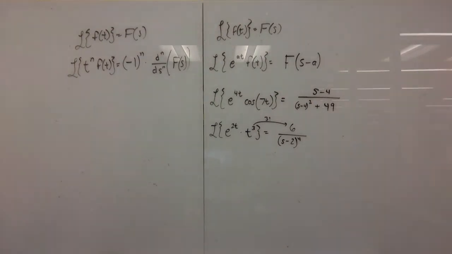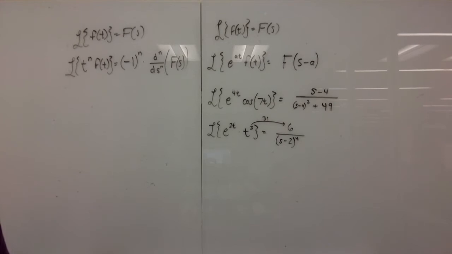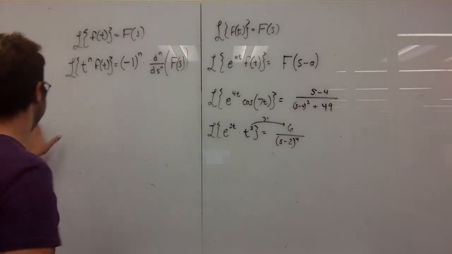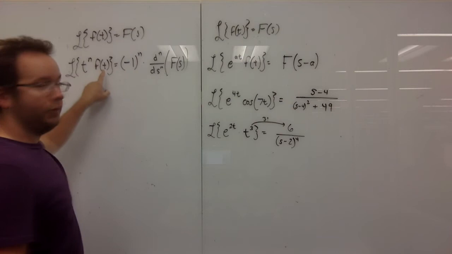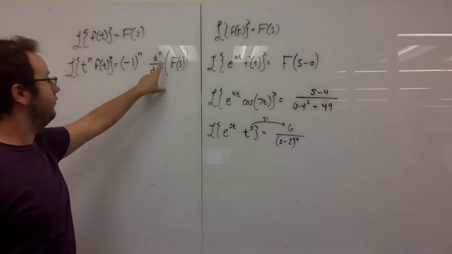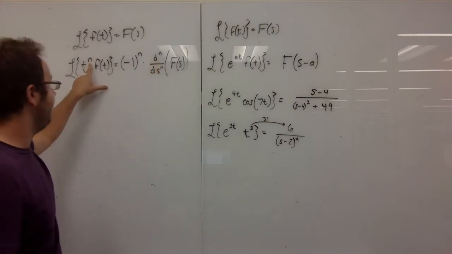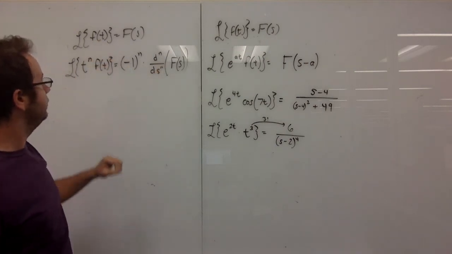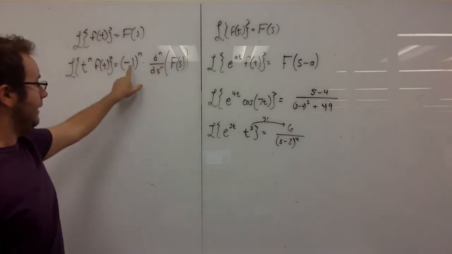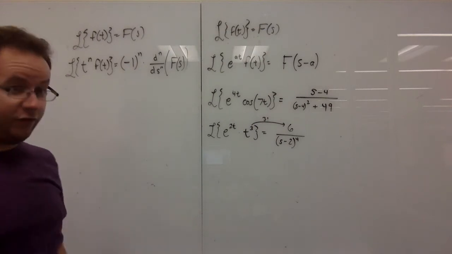Let's talk about what this says briefly. It says that if I have t to the n being multiplied by a function, I have to take that many derivatives, whatever power of t I have here, of the Laplace transform of the original function it's attached to, and multiply by (-1) to the n.